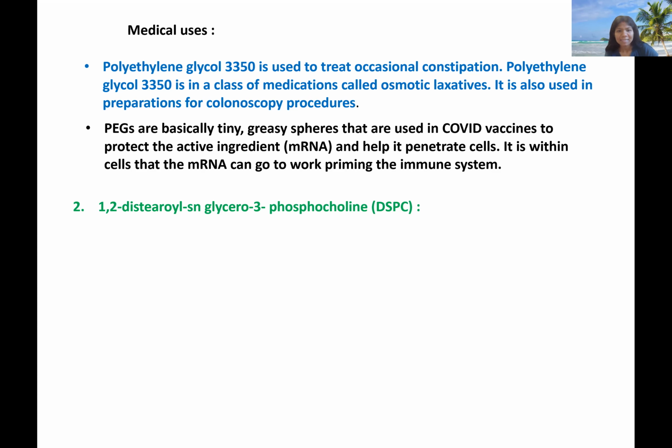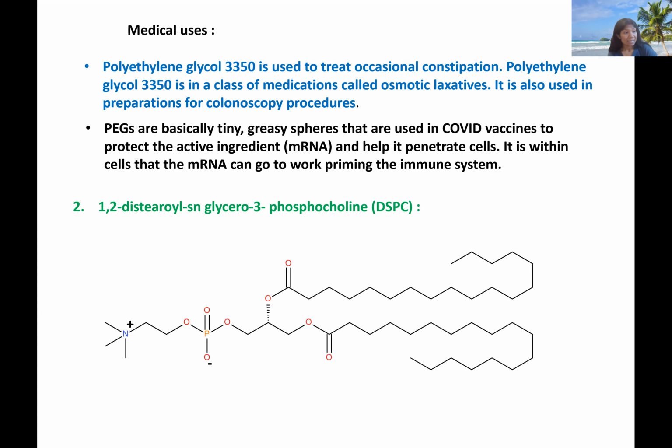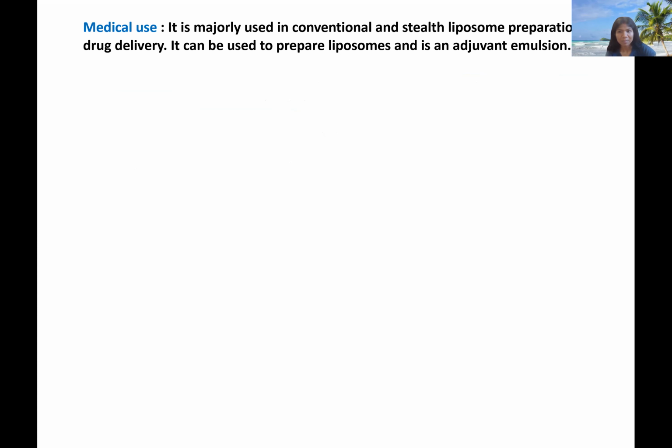1,2-distearoyl-sn-glycero-3-phosphocholine, which is shortly named as DSPC. This is the chemical structure, and DSPC is synthesized as a drug delivery carrier. Okay, so this is the main medical use of DSPC. It is also used for liposome preparation for drug delivery.